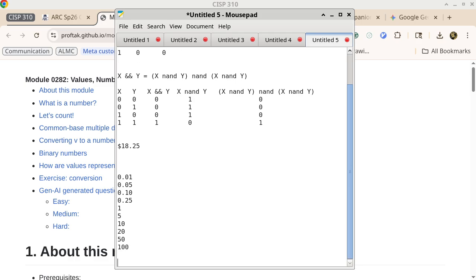Is there any regularity in the multiplier to get to the next denomination? There's absolutely no pattern whatsoever. There's nothing recurring at all. To get from a penny to a nickel, times 5. To get from a nickel to a dime, times 2. To go from a dime to a quarter, times 2.5. So right here, there's no repetition whatsoever, right?